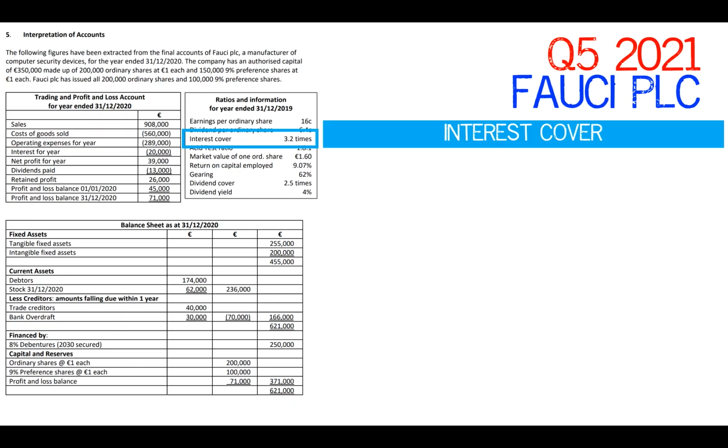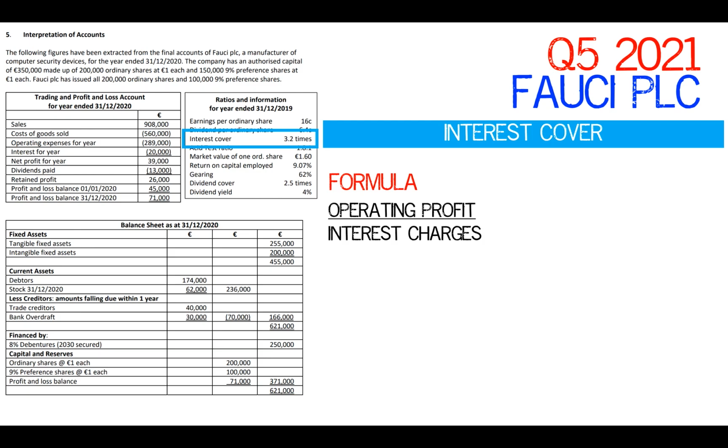So this measures how easy it is for a company to pay their interest charges on loans. Okay, so this one here, interest cover, uses the operating profit figure, which is your profit figure before interest and tax and dividends. Okay, preference dividends. So that's your operating profit figure. So that is over your interest charges. Okay, and your answer will be in times. So basically, how many times is your profits compared to your interest charges?